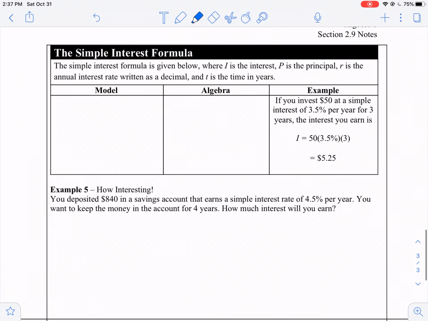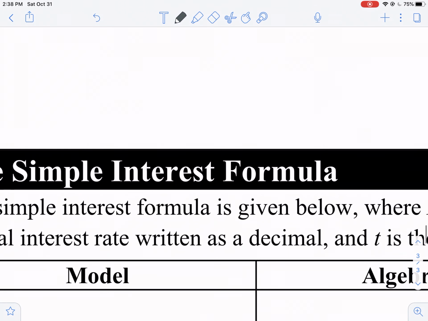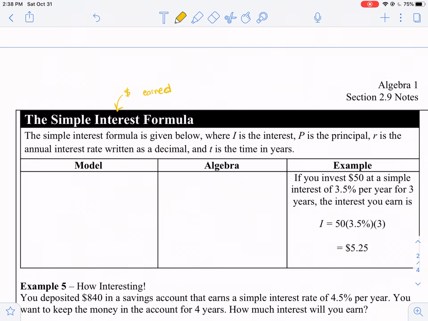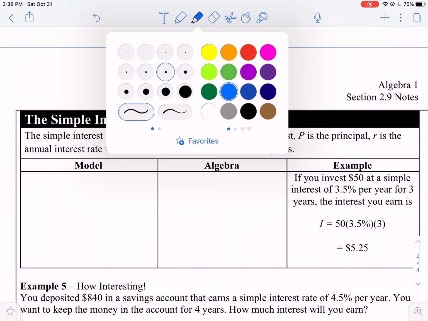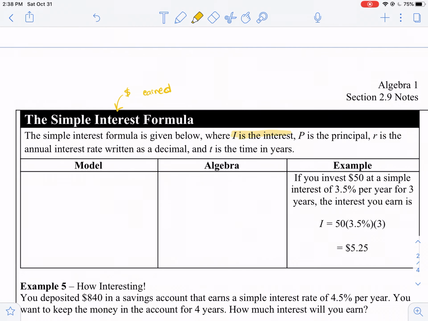Okay, one last thing, and it's super interesting, I promise. This is the simple interest formula. Now, interest is what happens when you put money in a bank and then you earn money on that. So that's money earned. Okay, so the simple interest formula, where you have your I equals your interest, so how much money you gain or how much money your debt gains.